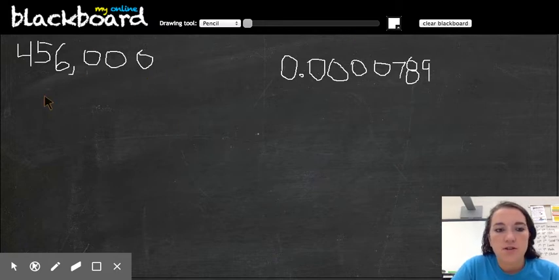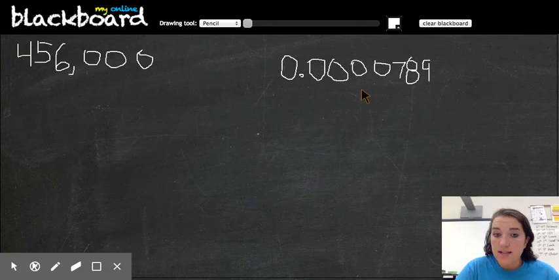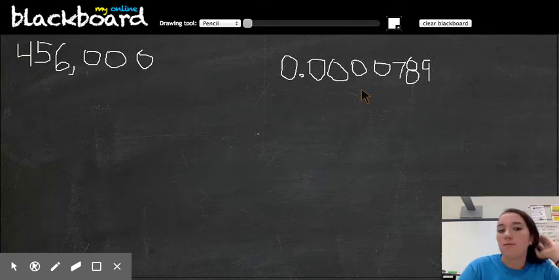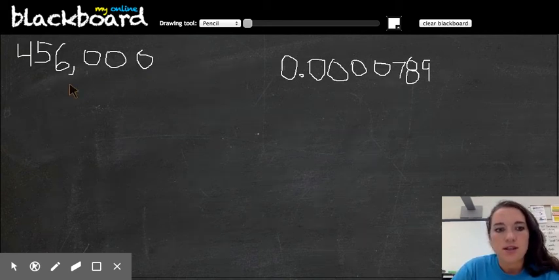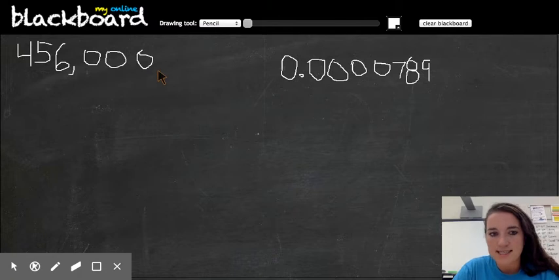So, looking at the first two problems, what form are these two numbers in? They are in standard form, so I need to convert them to scientific notation. So I need to convert them to a number times 10 to an exponent. So let's look at this first number right here. Where is the decimal in this number? It's a whole number. And my decimal's right at the end.